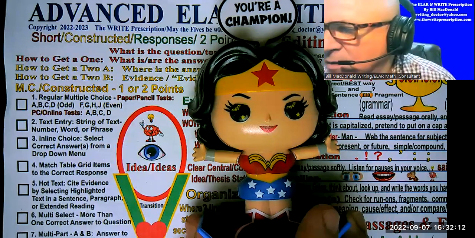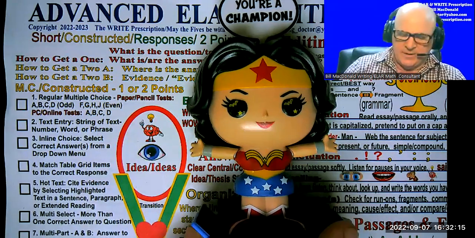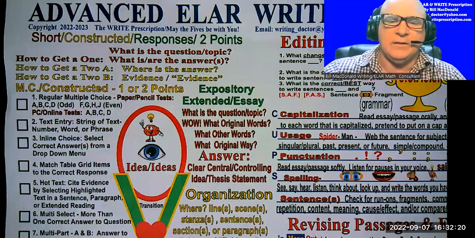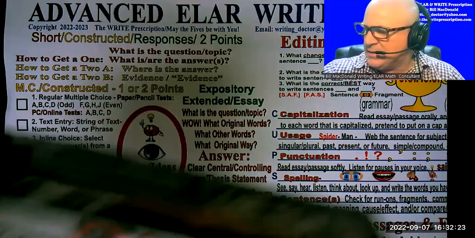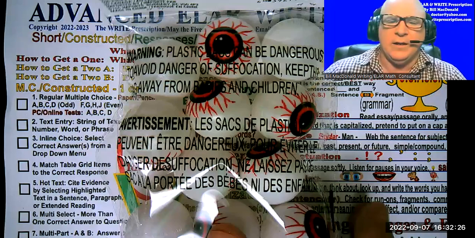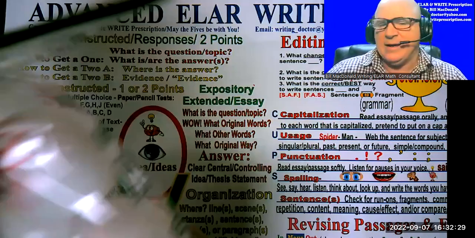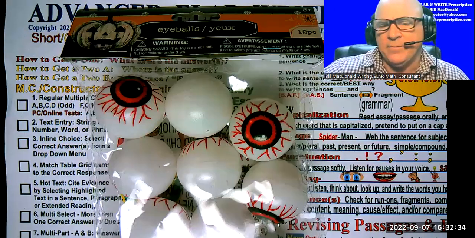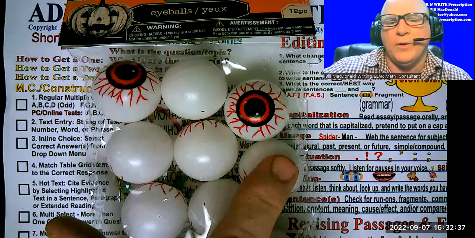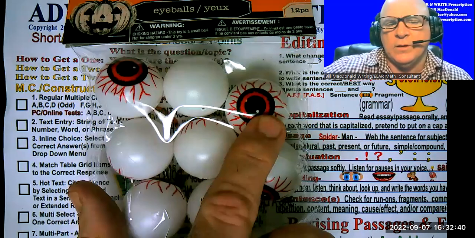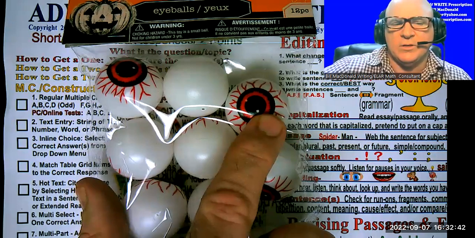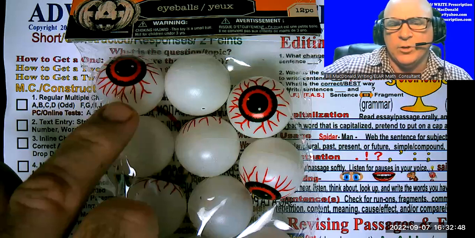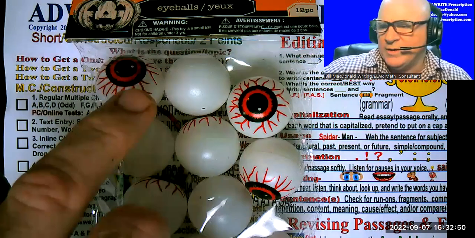And so what I would recommend that you do is go to Dollar Tree and find these little eyeballs that they're selling for Halloween. Find the ones that have red eyes because, again, the two things that are important to get the 1 point, and in some cases, the 2 points for multiple choice whenever there's more than one answer. What is the question? What is the answer?